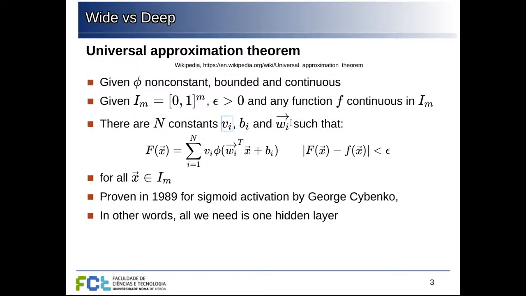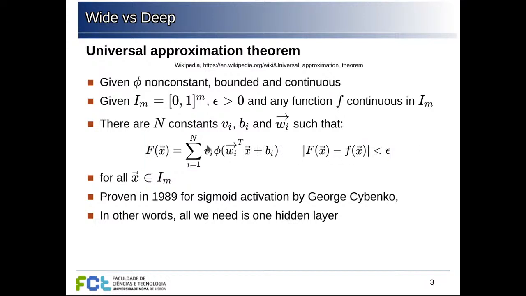this type, v, b, and this vector w, such that the weighted sum of instances of this function, for instance, the sigmoid activation, where the input is the product between these weights and the features, or the input vector, and also this bias, by finding the appropriate constants v, b, and w for all these n instances of our activation, we can approximate our target function within some arbitrary error, epsilon.